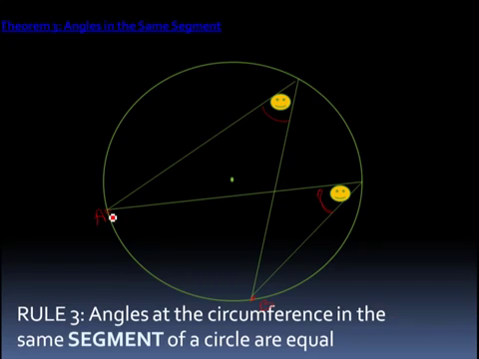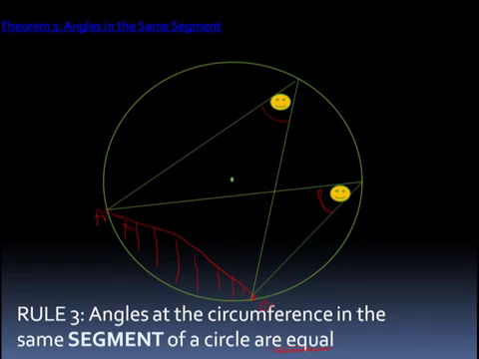Okay, well, we see they're standing on the same segment. Why is that? Because if you draw a line, a chord, straight down here, this chord separates the circle into two segments. This segment here, which is the minor segment, and this segment over here, which is the major segment. So these two angles are in the same segment. And angles in the same segment, according to this theorem, are equal.